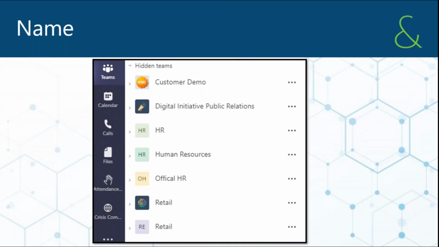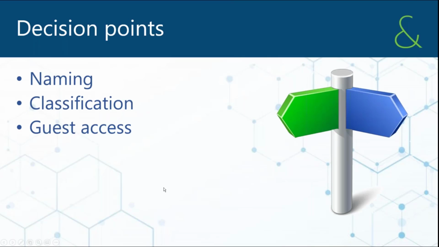So if you don't have a policy in place, you're going to end up with a situation like this, where you have the HR site, the human resources sites, and the official HR site. Which is the actual site? Your users are going to have to figure that out. And then here's another example of the duplicate naming, where there's two sites with the exact same name, which is the real site?